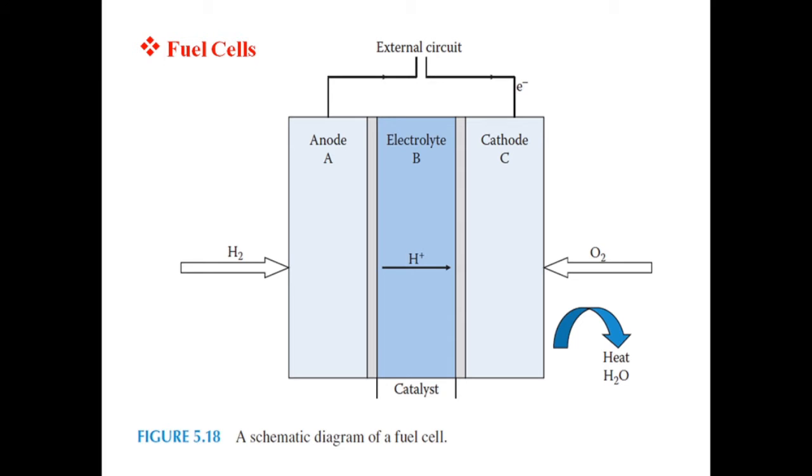In a fuel cell, the fuels used are usually hydrogen and oxygen from air, which react together electrochemically to produce water, electricity, and heat. Hydrogen is fed to the anode where it is oxidized to H plus ions and electrons. The electrons travel around the external circuit and the H plus ions travel through the electrolyte to the cathode, where they react with a supply of O2.